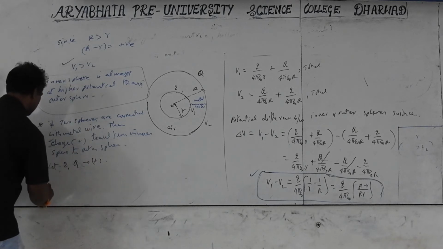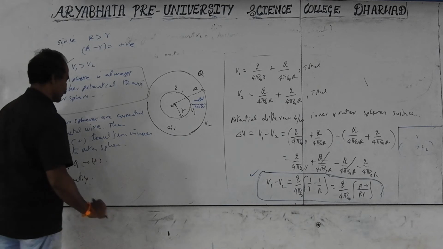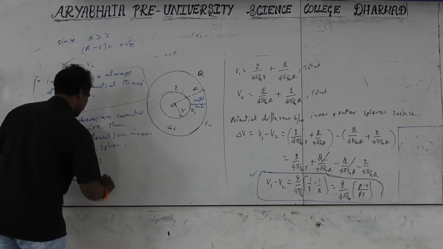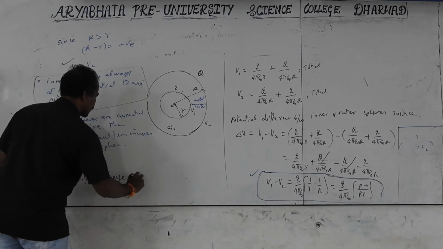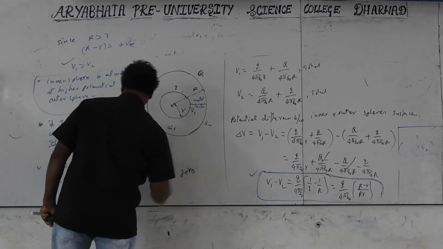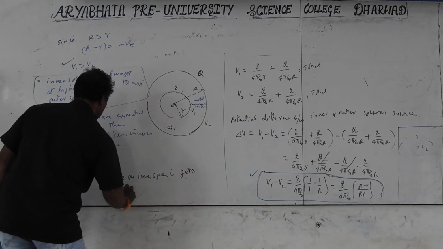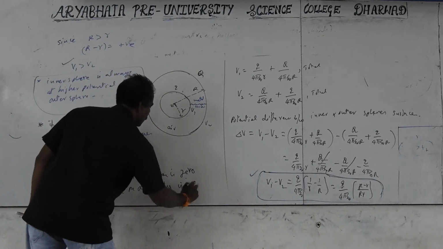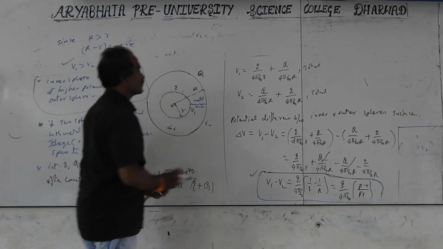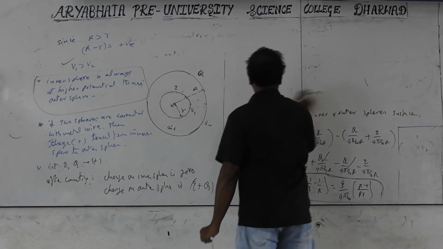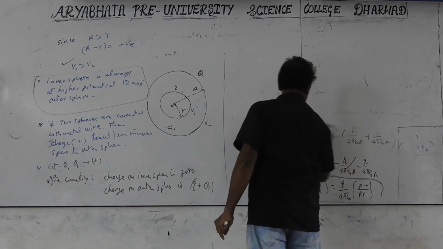After connecting, what happens? What is the charge on the inner sphere? The charge on the inner sphere is 0. The charge on the outer sphere is Q plus q, because small q also goes to the outer sphere surface. Therefore the charge on the outer sphere will be Q plus q. And it is the same diagram here, before connecting and after connecting.